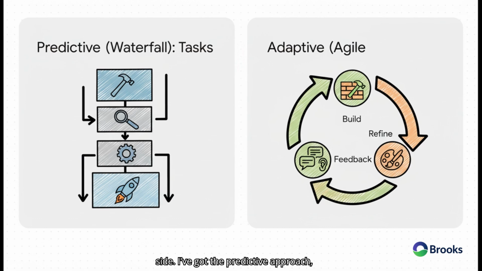On one side, you've got the predictive approach, which you might know as waterfall. Just think of it like a straight line, a very step-by-step process where you define everything up front to get maximum control. Then on the other side, you've got the adaptive approach, or agile. This one's totally different. It's all about working in cycles. You build something, you get feedback, you refine it, and then you repeat. It's built to be flexible and to respond to change.